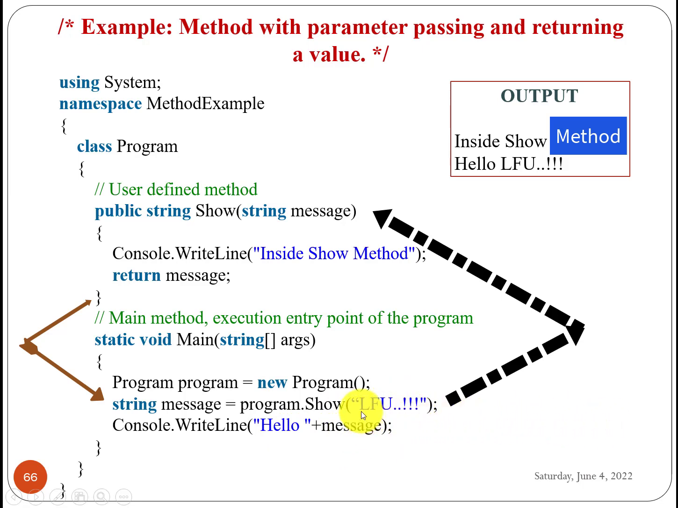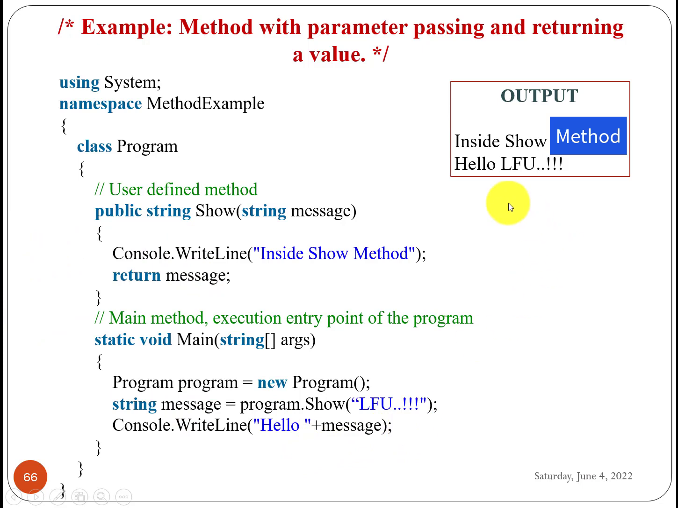But it is not like you pass the value from here and it will directly come here. No, it has gone to the definition, and from the definition we can understand it first executes this part, then it returns the value from here and stores it to the message variable, and then the message variable receives the value from here, and we find the output hello LFU. Then out of the main body, then out of the class, and out of the namespace. So these are the details about the method with parameter passing and returning a value.